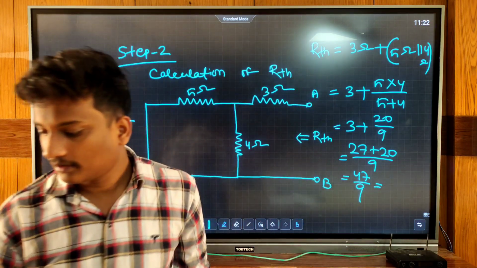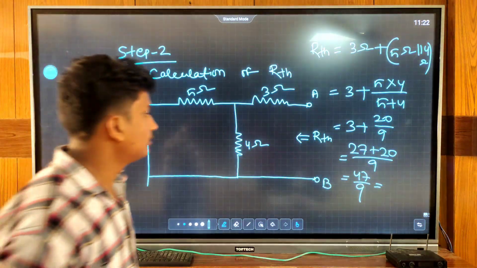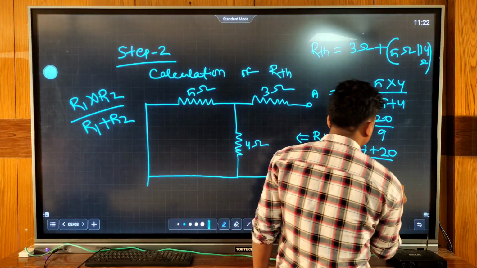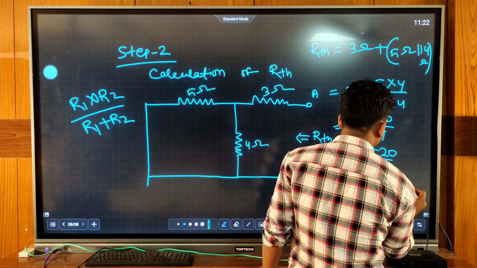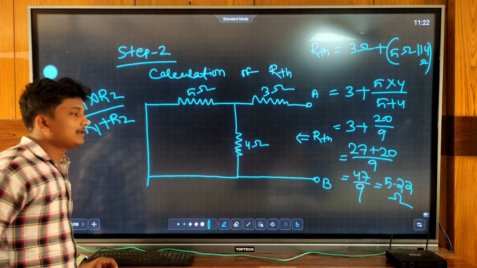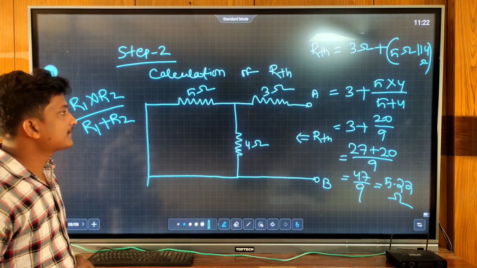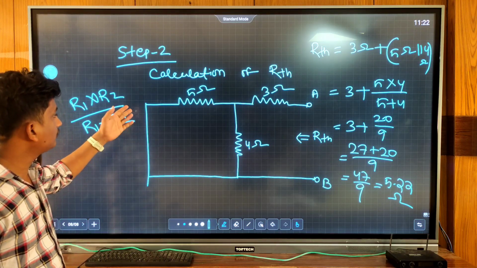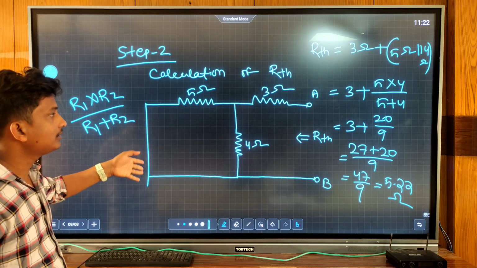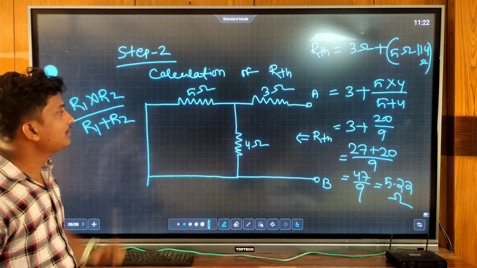Normal calculation, 47 by 9 equal to 5.22 ohm. Calculation of RTH is done. So I am repeating these steps. First step is to remove the voltage source as short circuited and open the load resistance, and to calculate RTH across A and B point.